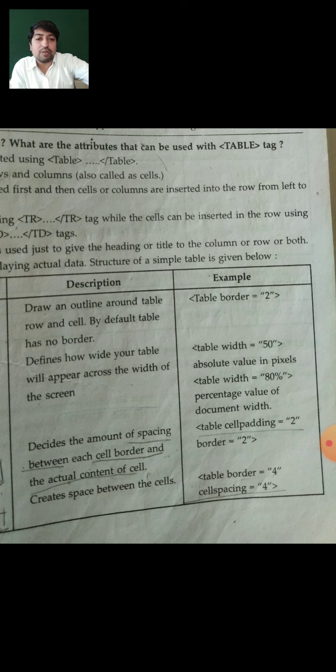Table border is equal to 4. The table border number is 4, and we can give any number there. But the cell spacing is equal to 4. We can give 1, 2, 5, 6, 4, whatever you want, any number you can take there for creating the space between the two cells.